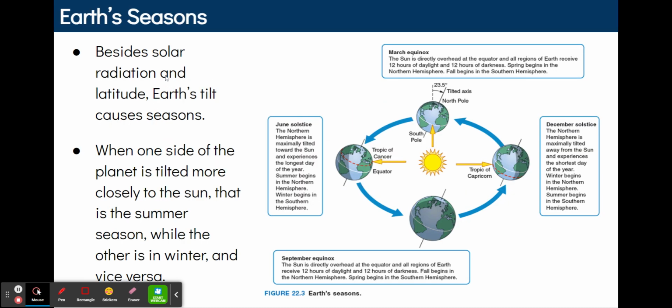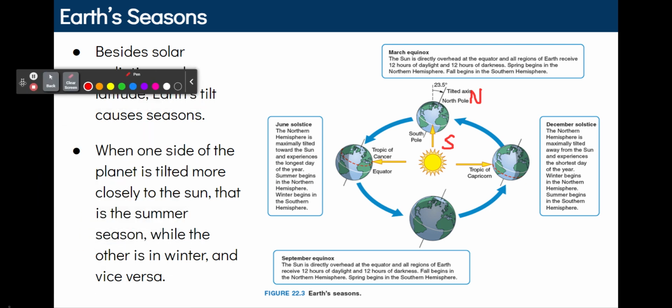The last thing that we're going to talk about today is the Earth's seasons. Because of solar radiation, latitude, and the Earth's tilt, we have seasons. So again, there is the northern and the southern hemisphere. When the Earth is rotating, the spheres of the Earth are also going to rotate. When you have a hemisphere receiving more direct sunlight, it's tilted closer towards the sun.